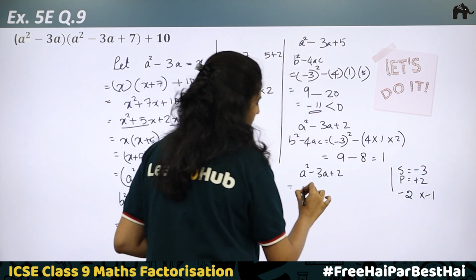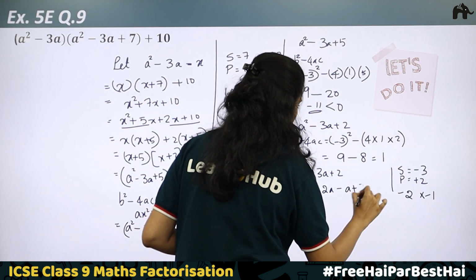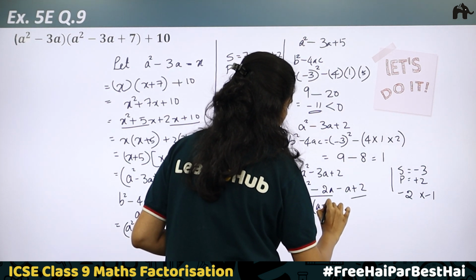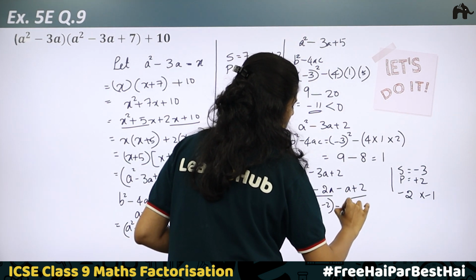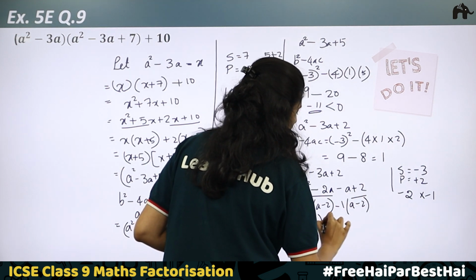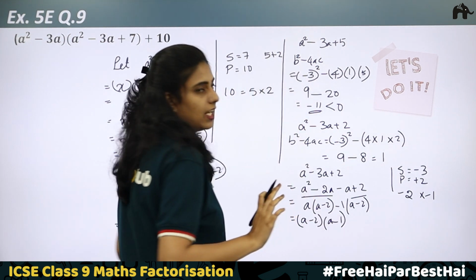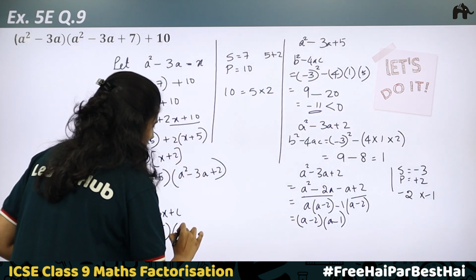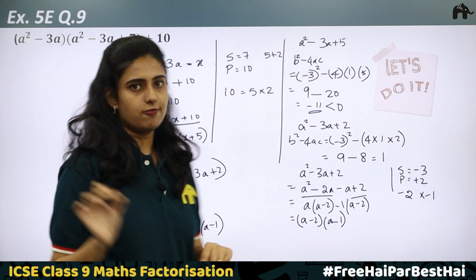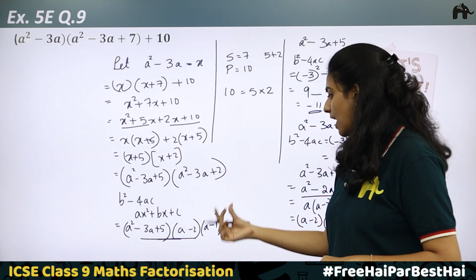Let us split the middle term. We get a square minus 2a minus a plus 2. Taking out common factor after grouping, a is common, a minus 2, minus 1 is taken out, a minus 2. So the common factor a minus 2, remaining we have a from here and minus 1 from here. So a minus 2 and a minus 1 are the factors. So a minus 2 into a minus 1. Okay, so these three are the factors. Required factors are a square minus 3a plus 5, a minus 2 and a minus 1.